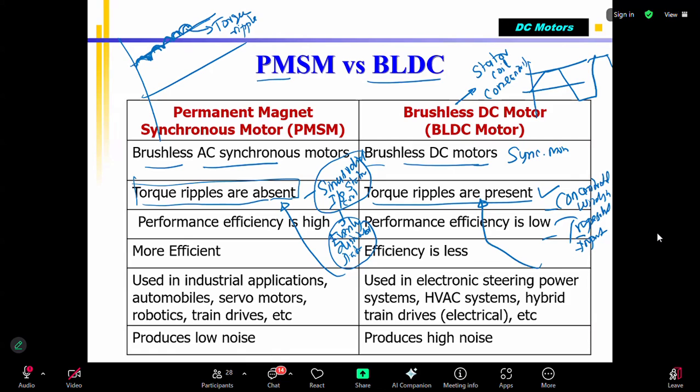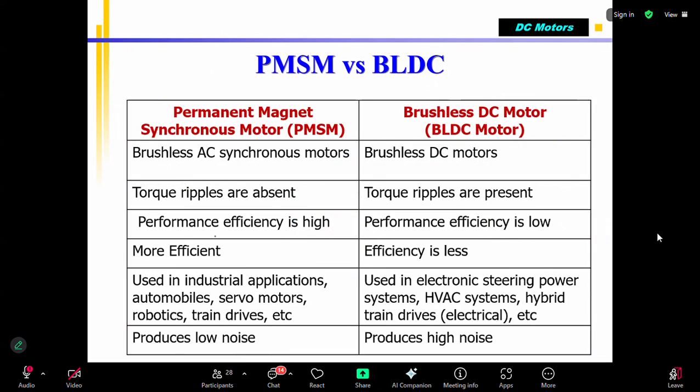Okay. Then another important thing is that performance is very high in the case of permanent magnet synchronous motor. Compared to this, it will be less. More efficient, efficiency less. It is used in applications like automobiles and electronics where you want smoothness. Where torque ripple is okay, where I don't get a smooth torque, instead I have ripple and that is acceptable, you can use this. It produces comparatively low noise, while this has high noise. Okay, you can take down this.